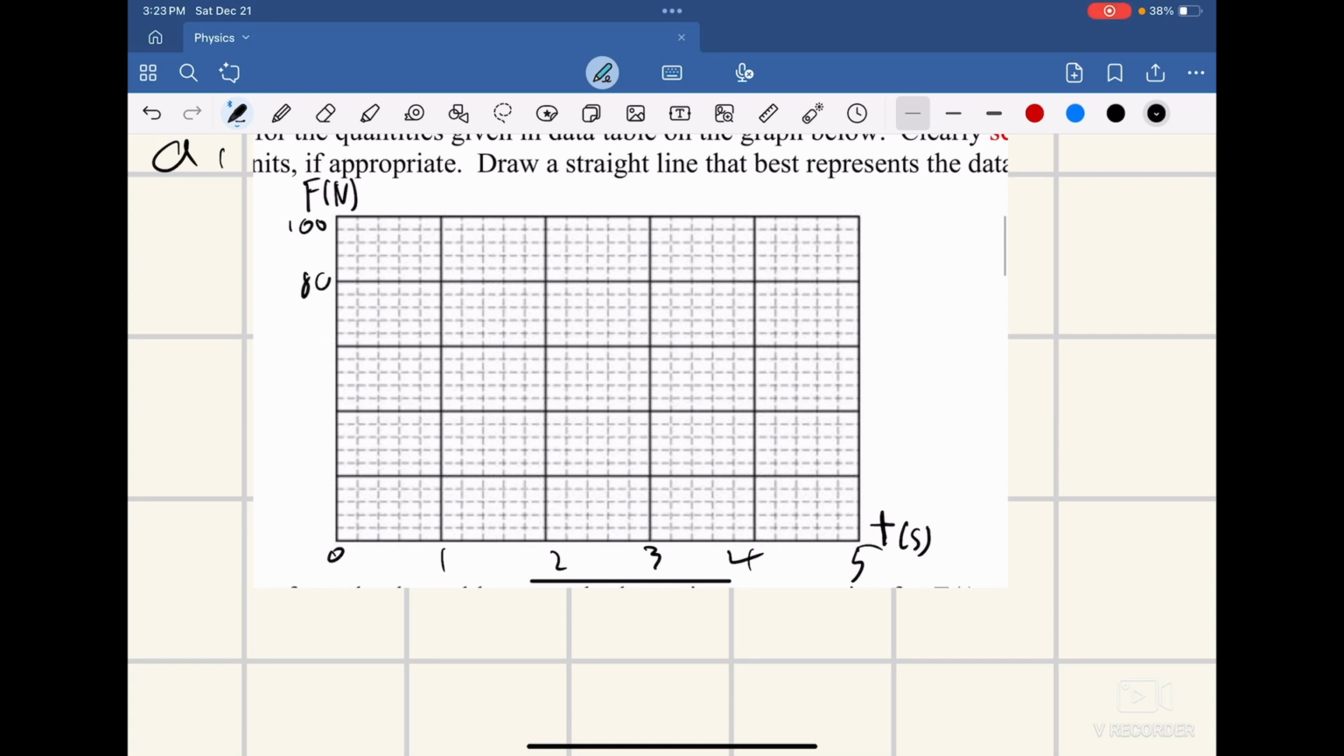So we can split this into 80, 60, 40, and 20, and 0 here. At time t equals 0, Fn is equal to 100, so we put a dot here. At time t equals 1, 80; 2, 60; 3, 40; 4, 20; and 5, 0. As you can see, this is a linear graph or function, so we can just draw a straight line through all 5 points. And that's part A done.